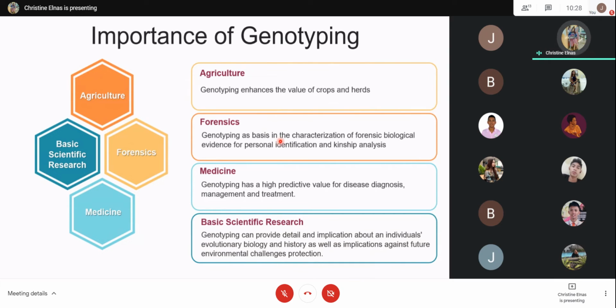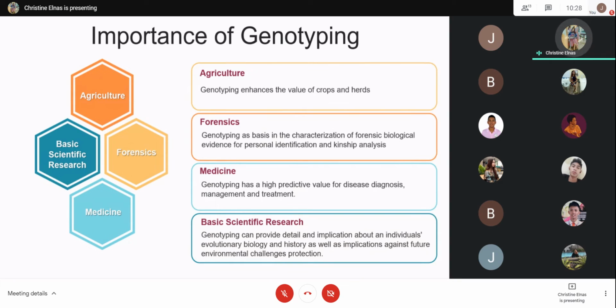So let's go to forensics. The importance of genotyping in forensics: genotyping is the basis in the characterization of forensic biological evidence for personal identification and kinship analysis. Personal identification and kinship analysis, for example paternity and maternity testing or DNA testing, are the two main subjects of forensic DNA analysis.